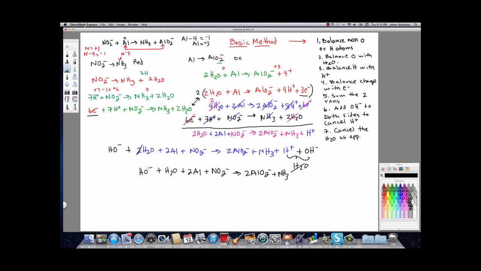And just to be certain, the charges should be the same on both sides of the arrow, which it is. Alright, so I'm just going to put a circle around this whole thing. So this is the correctly balanced equation by the basic method. And with that, I'm going to go ahead and close the video.